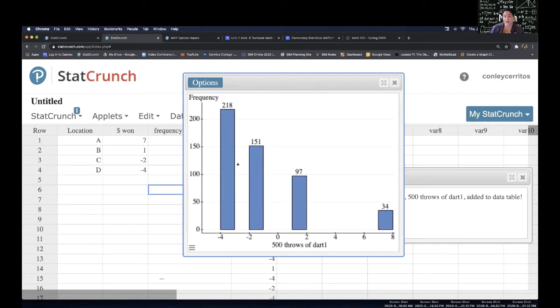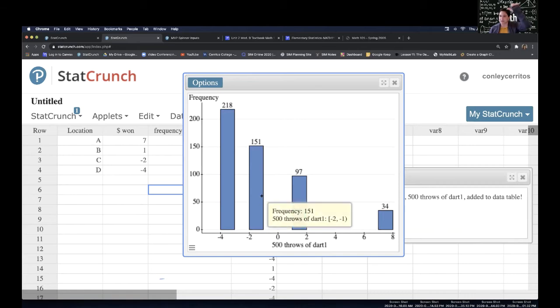So in my trial, 218 times, I lost $4. And if I hover over this, I can see I lost between $4 and $3. We know that that's the actual $4 mark, right? Over here, there were 51 times where I lost $2. There were only 34 times where I won $7. And again, for you, it's going to be slightly different.